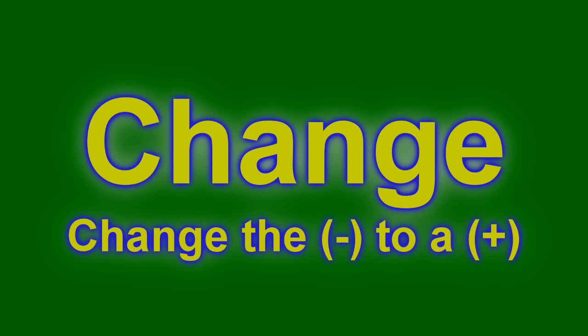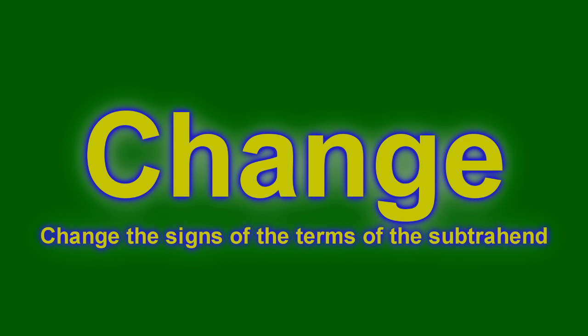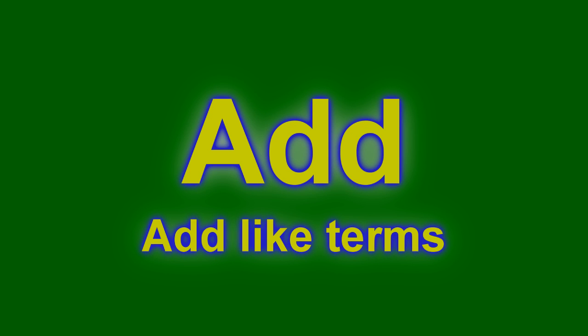Now, in subtracting polynomials, we remember the abbreviation CCA. The first C stands for change. Change the minus to a plus. The second C stands for another change. Change the signs of the terms of the subtrahend. The A stands for add. Add like terms. And then you would get your answer.